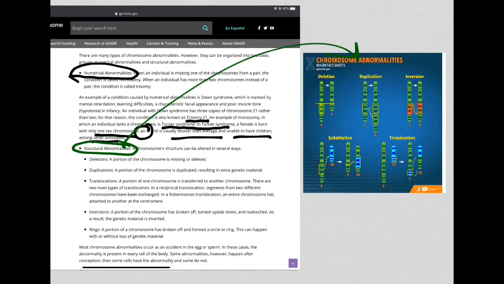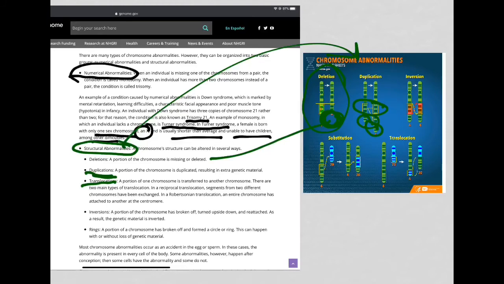So when we talk about deletions, we'll think about this as a chromosome. Part of it is missing or deleted. Again, it will depend on what's missing as to the specific type of characteristics that the person will have when they're born, and all the multiple issues. When we think of duplications, part of this over here is duplicated. That means there's some extra genetic material, which can cause some developmental issues.